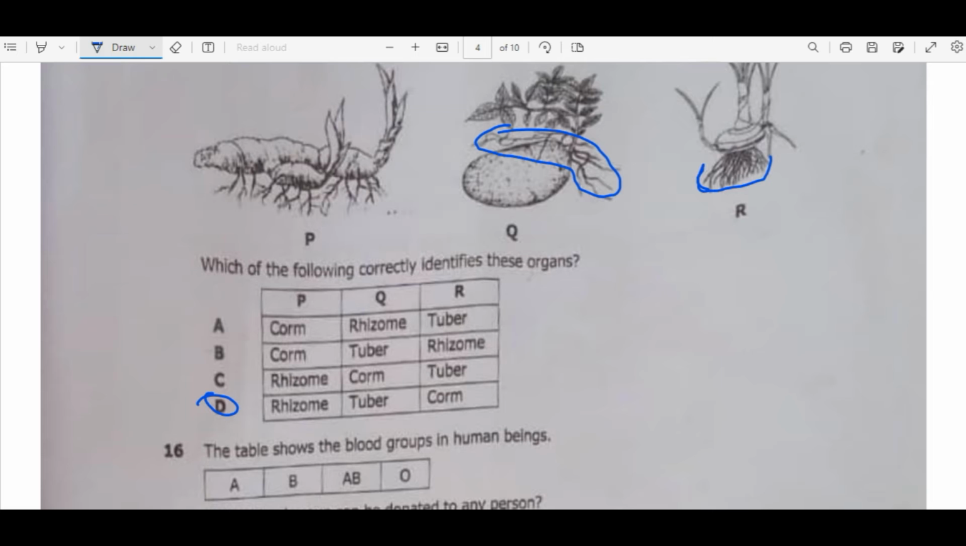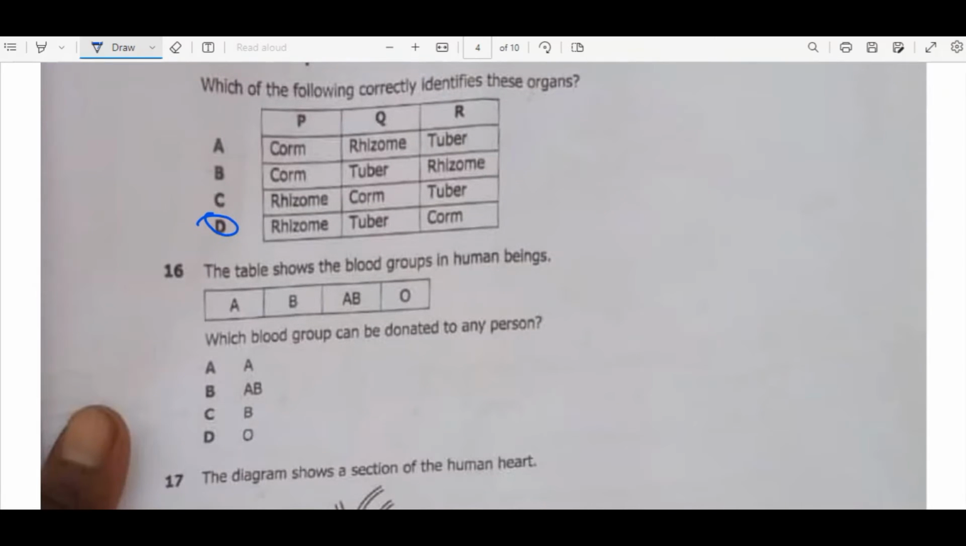So let us move to 16th. So the table shows blood groups in human beings. So we have A, B, and then we have O. Which blood group can be donated to any person? So which blood group can be donated to any person? So we have A, and then we have AB, and then we have B, and then we have O.